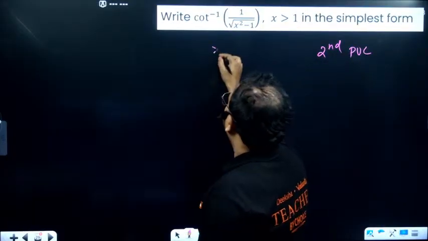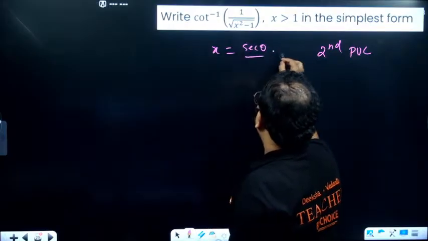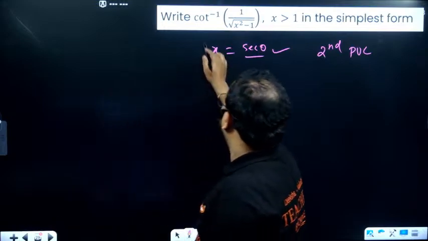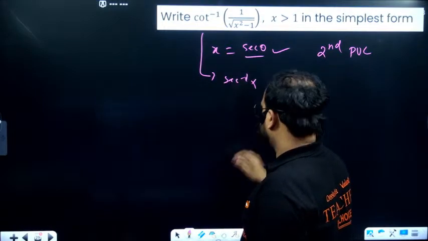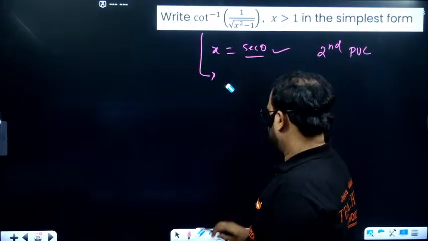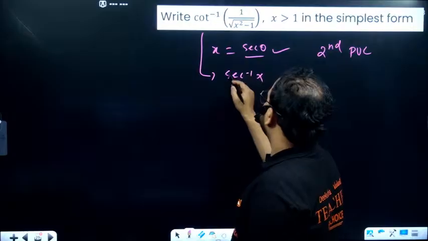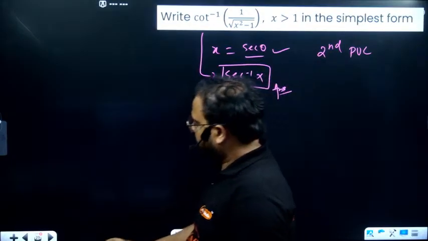Okay, how do you solve it? Take x as sec theta. Already solved it. So this can come in 2 marker also and MCQs as well. The answer will come as sec inverse of x. Please solve it. You get the answer as sec inverse of x. I have solved this question, okay?